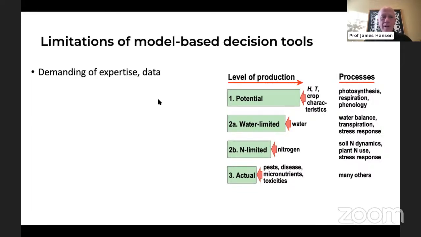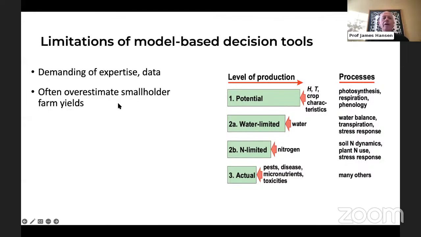This is done sometimes, but these tools do have very important limitations. Well, first of all, they require a lot of expertise, experience, data. The data may be hard to find. Collecting good quality data requires a lot of time and effort. It's very easy to misuse these tools if you don't understand them well. Often they overestimate smallholder farm yields, and the diagram on the right is meant to explain why.